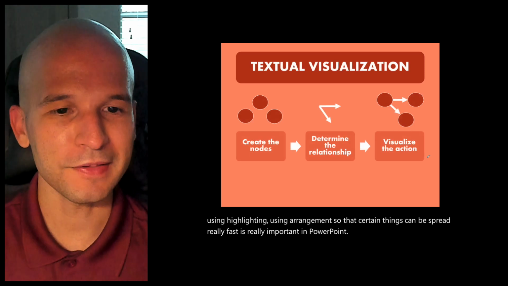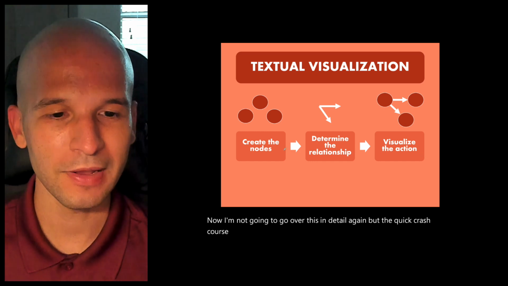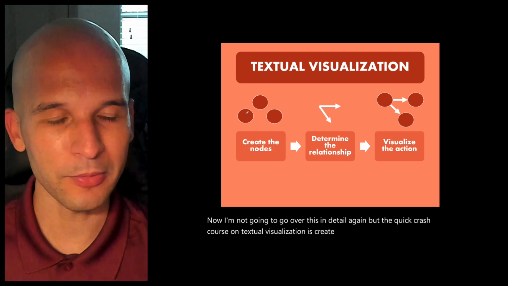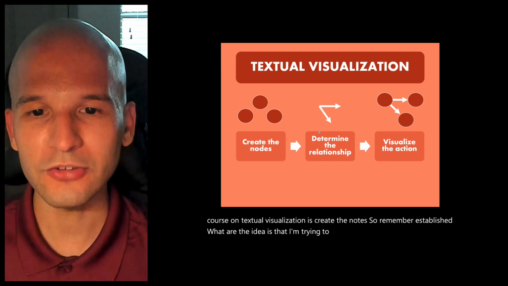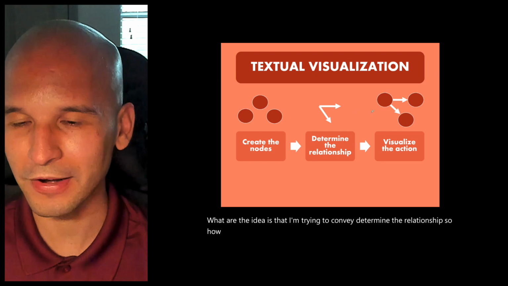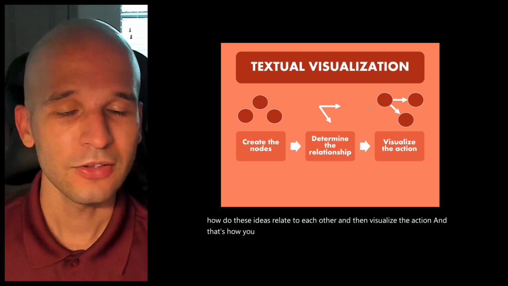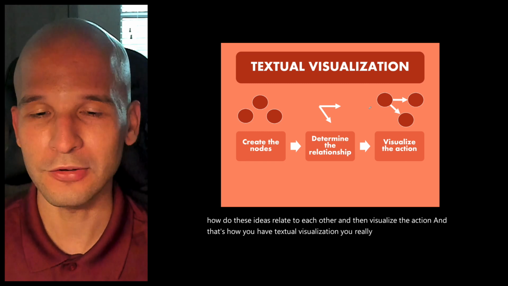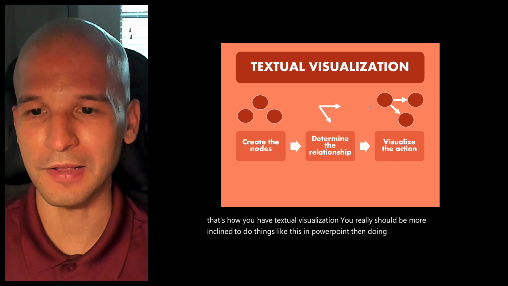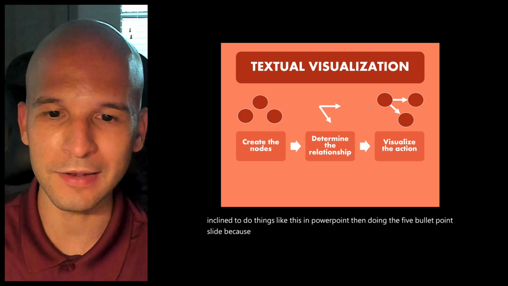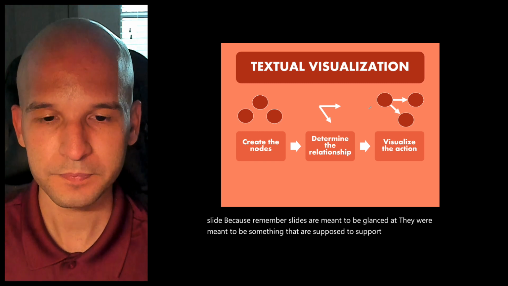Now, I'm not going to go over this in detail again, but the quick crash course on textual visualization is: create the nodes. So remember, establish what are the ideas that I'm trying to convey. Determine the relationship. So how do these ideas relate to each other? And then visualize the action. And that's how you have textual visualization. You really should be more inclined to do things like this in PowerPoint than doing the 5 bullet point slide. Because remember, slides are meant to be glanced at. They're meant to be something that are supposed to support you as a presenter.